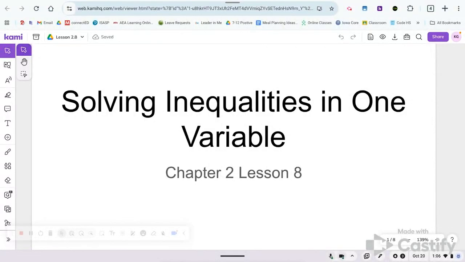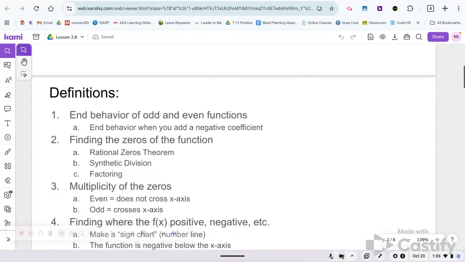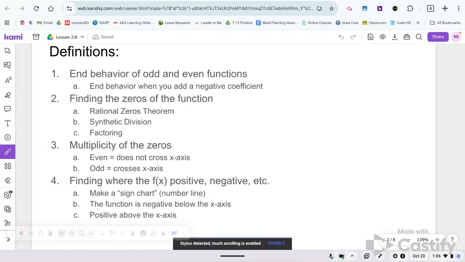Chapter 2, Lesson 8 is solving inequalities in one variable. So today we're going to be talking about the end behavior of odd and even functions. So we need to think about what the end behavior looks like on odd functions versus even functions, and also what happens when you add a negative leading coefficient.